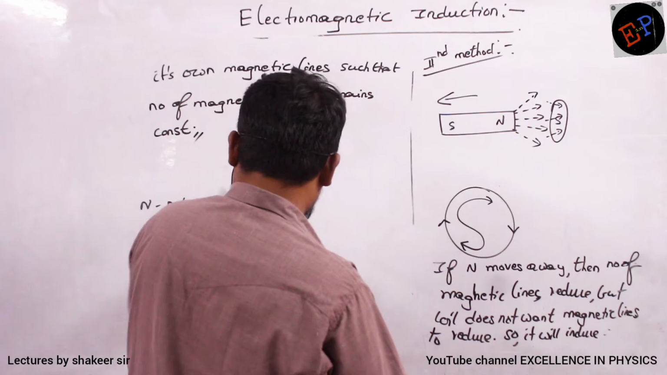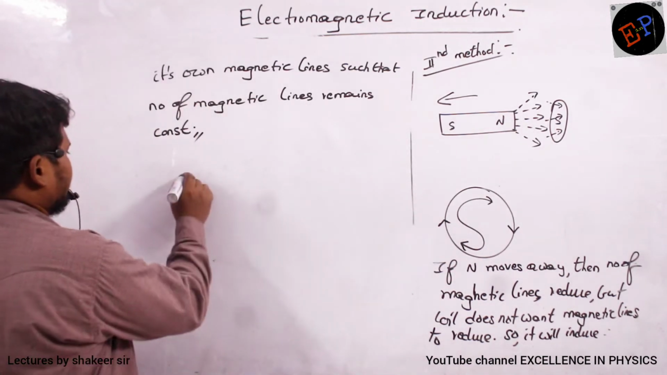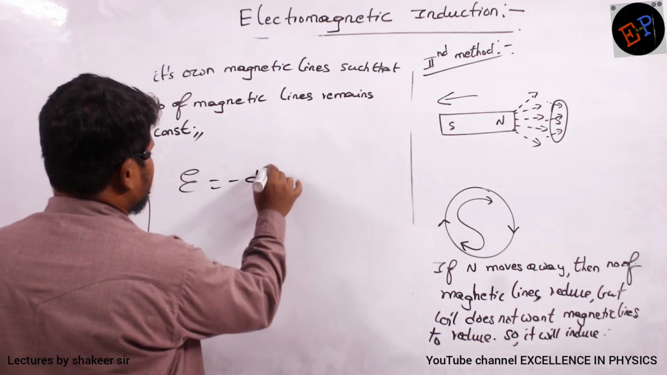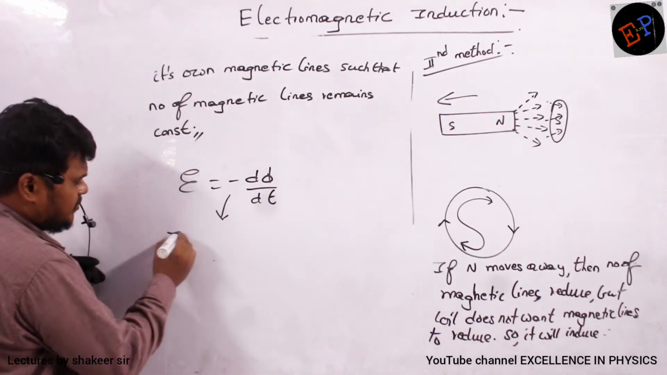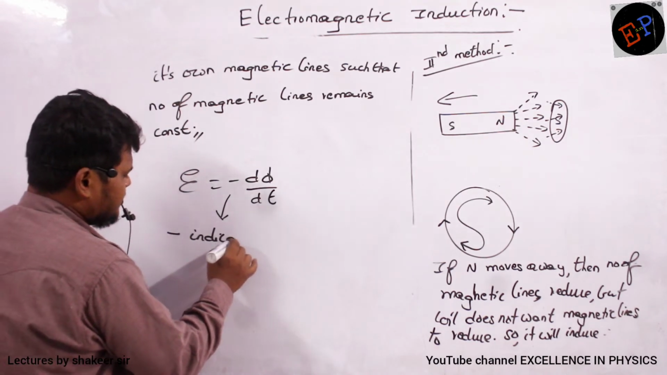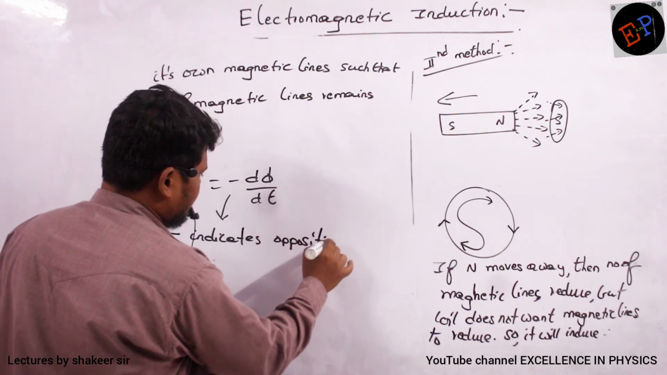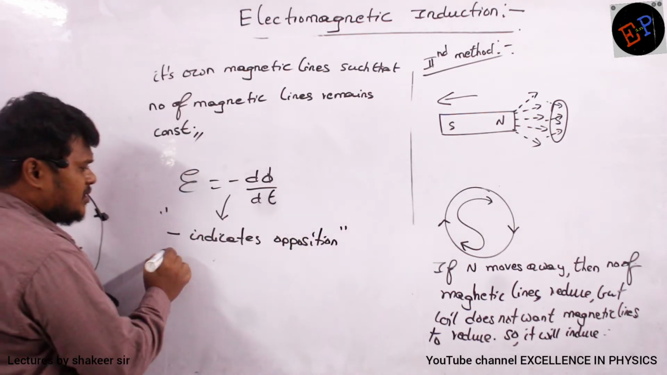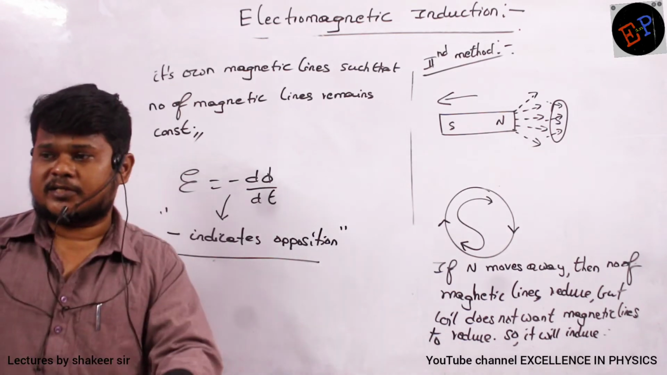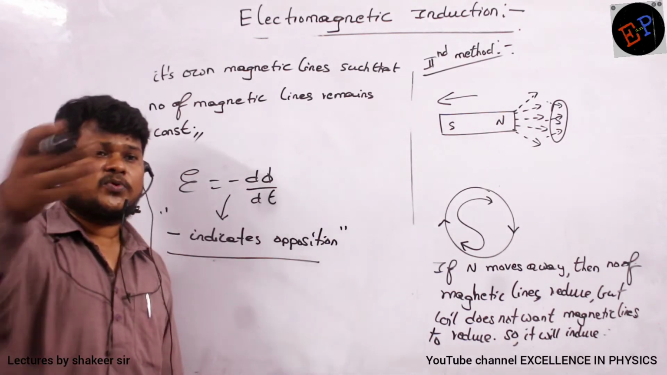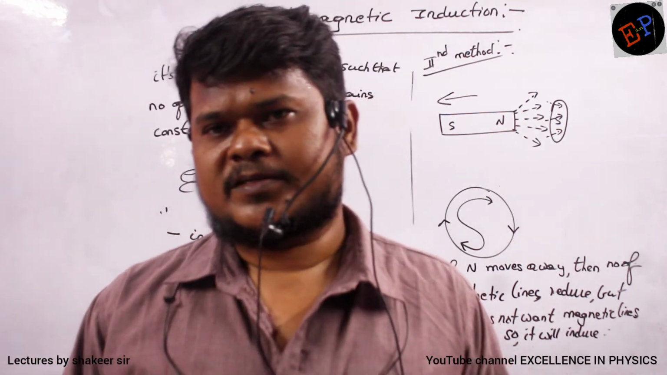Therefore, what is the statement of Faraday's second law? E is equal to minus d phi divided by dt. What does minus indicate? Minus indicates opposition. It means EMF is induced in that direction so as to oppose the change which is producing it.